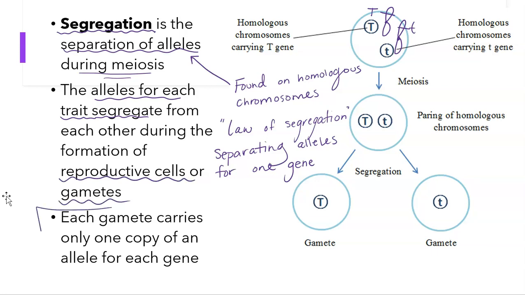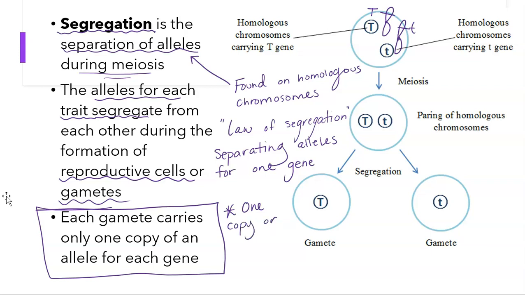Each gamete, this is really important, only gets one copy, because remember, gametes are haploid. One copy or one set of chromosomes, because it is haploid. Each individual gets one allele from mom and one allele from dad. So you get one set of chromosomes from your mom, one set of chromosomes from your dad. Same with plants. So gametes are haploid. They only have one allele for every trait.